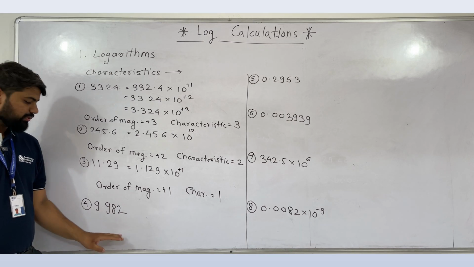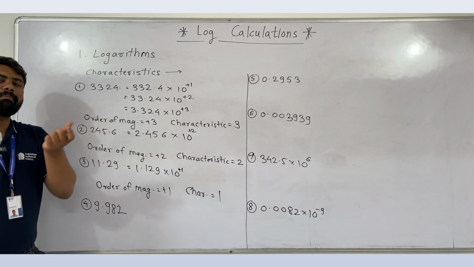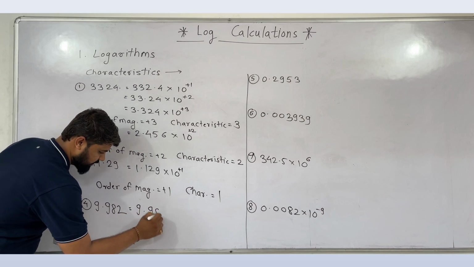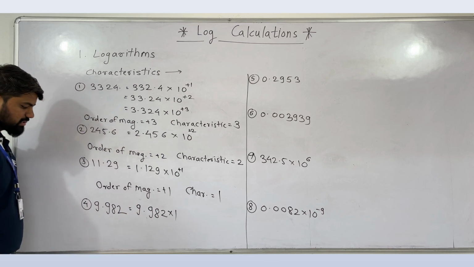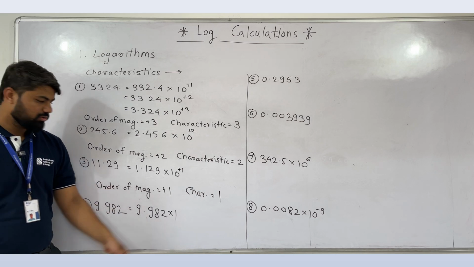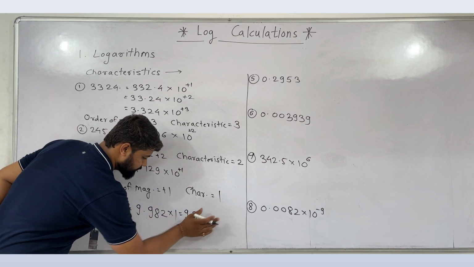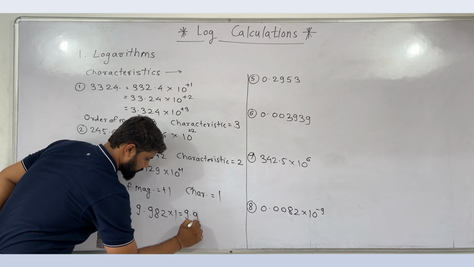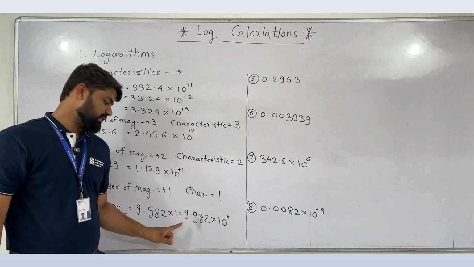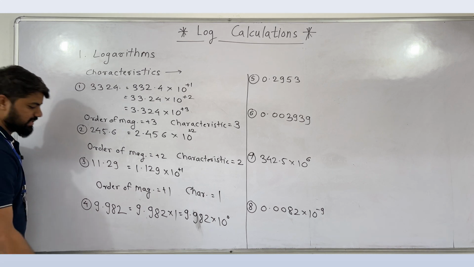Now, this number is different from the others because this number is already in the range. So, we don't have to shift the decimal point. Okay, that's a good thing. But what about the power of 10? So, see, can I write this as 9.982 into 1? Because if there is nothing multiplying the given number, there is always 1. Now, can I write this 1 like this? 9.982 into 10 to the power 0. Because anything raised to 0 is equal to 1. And now this 0 becomes our order of magnitude as well as characteristic.